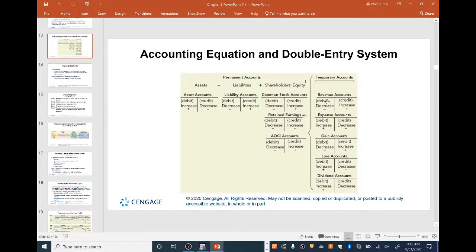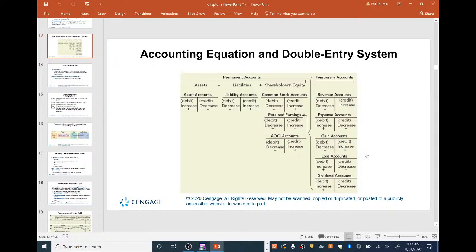Notice here, remember revenues? This is money. We're making money, right? Gains, we're making money. Look at the similarities between the two. To reduce a revenue account and to reduce a gain account, we debit it. To increase a revenue account, to increase a gain account, we increase it, we credit it.